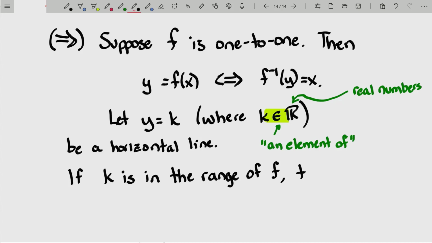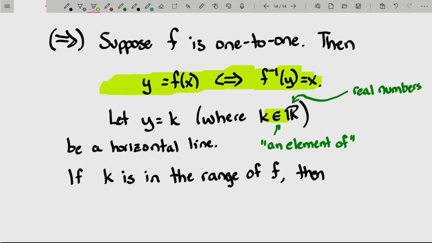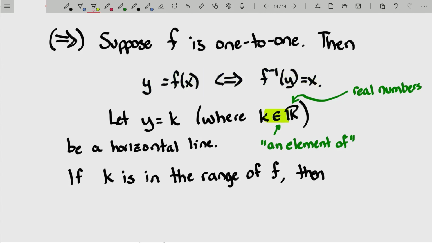Well, if k is in the range of f, which means that k is an output of f, well, then we happen to know because f is 1 to 1, this must be true. Specifically, that if k is in the range of f of x, that k is equal to f of x for some value of x. But that's true if and only if f inverse of k equals x.